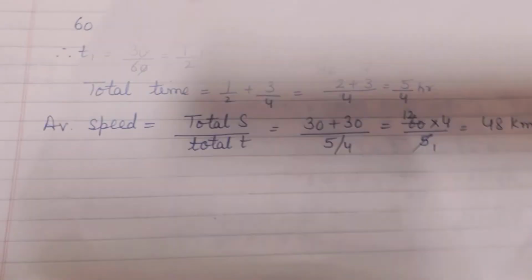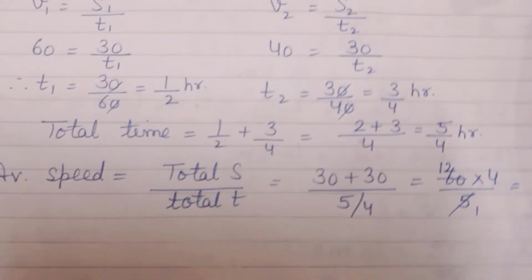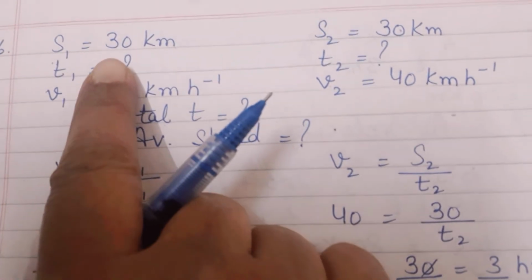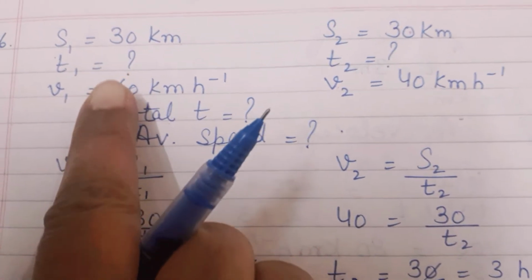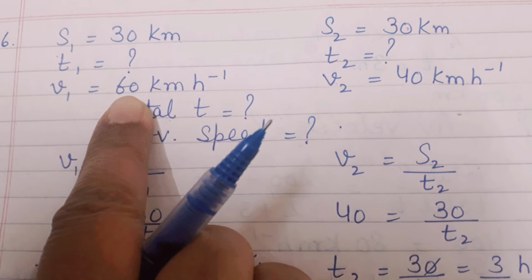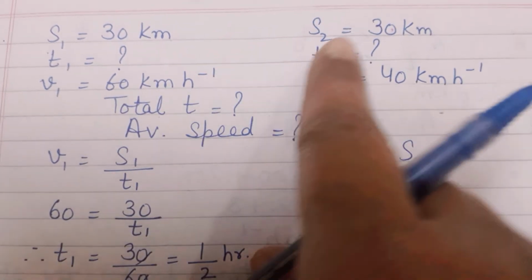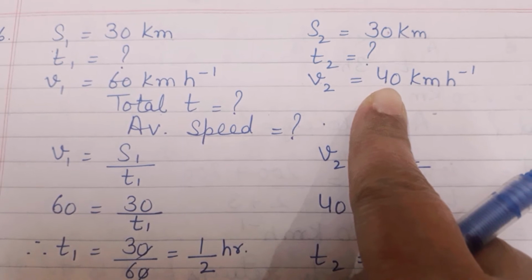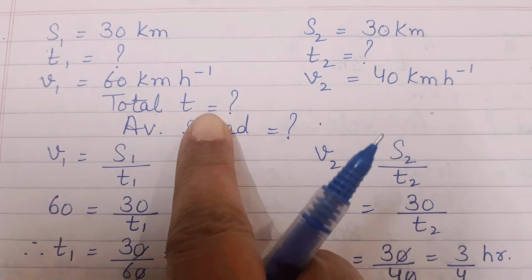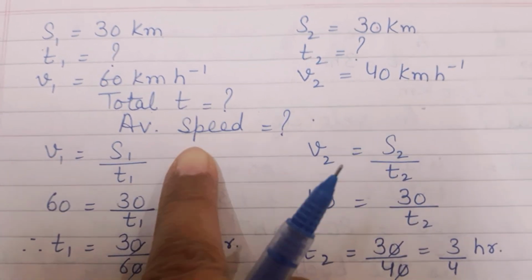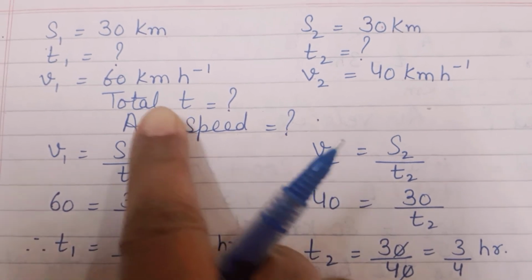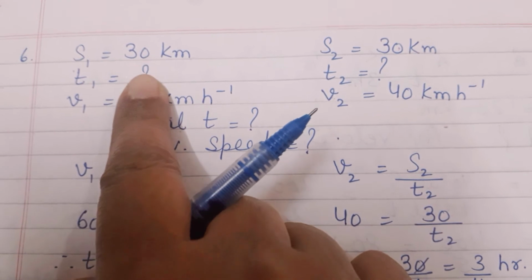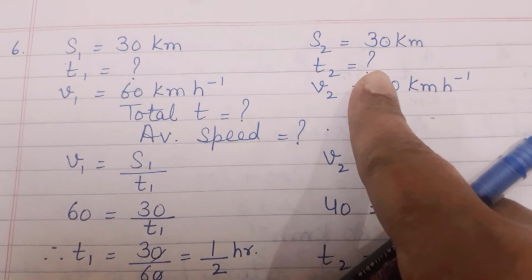Now we go to the sixth question. In this question, it has been mentioned that a car is traveling 30 kilometers with a uniform speed of 60 kilometers per hour, and in the next 30 kilometers, it is traveling 40 kilometers with a speed of 40 kilometers per hour. You need to calculate the total time taken by the car and its average speed. In order to find out the total time taken, we will first find out the time taken for this case and next for this case.